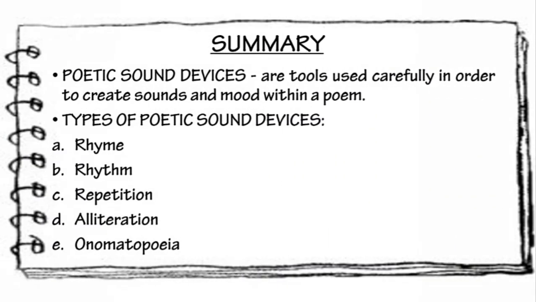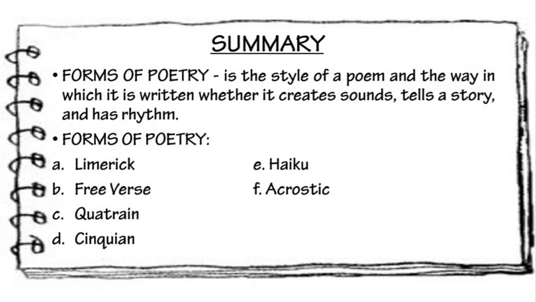And then we have the poetic sound devices. These are the tools used carefully in order to create sounds and mood within a poem. The types of poetic sound devices are rhyme, rhythm, repetition, alliteration, and onomatopoeia. And lastly, we have the forms of poetry. The forms of poetry are the style of a poem and the way in which it is written, whether it creates sounds, tells a story, or has rhythm. The forms of poetry are limerick, free verse, quatrain, cinquain, haiku, and acrostic.